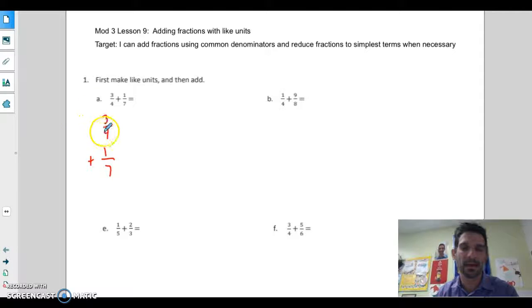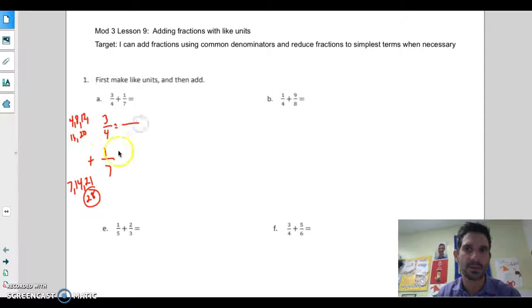So when I think of my multiples of 4, I think of 4, 8, 12, 16, 20, and 7: 7, 14, 21, and then I know 28. So 28 is going to be my common multiple. So that's 28. I wrote that.